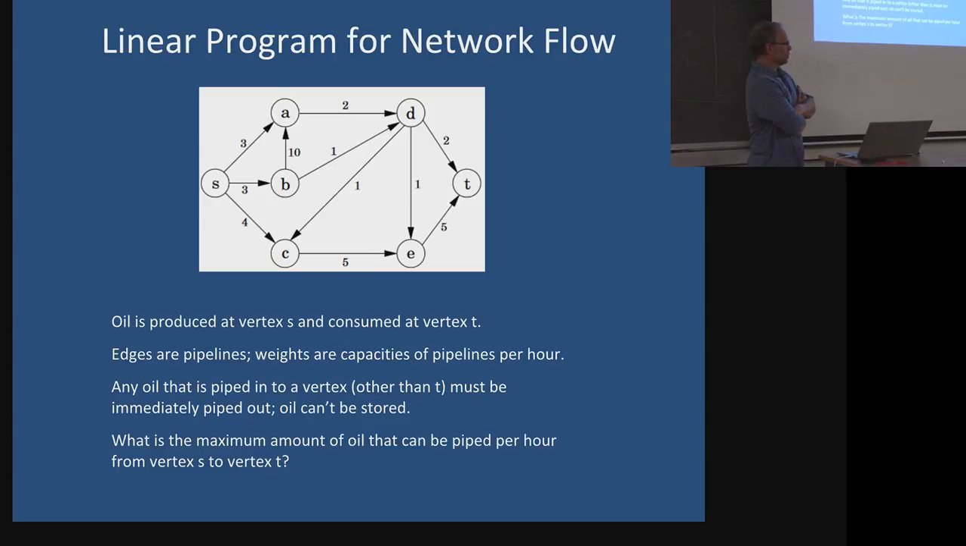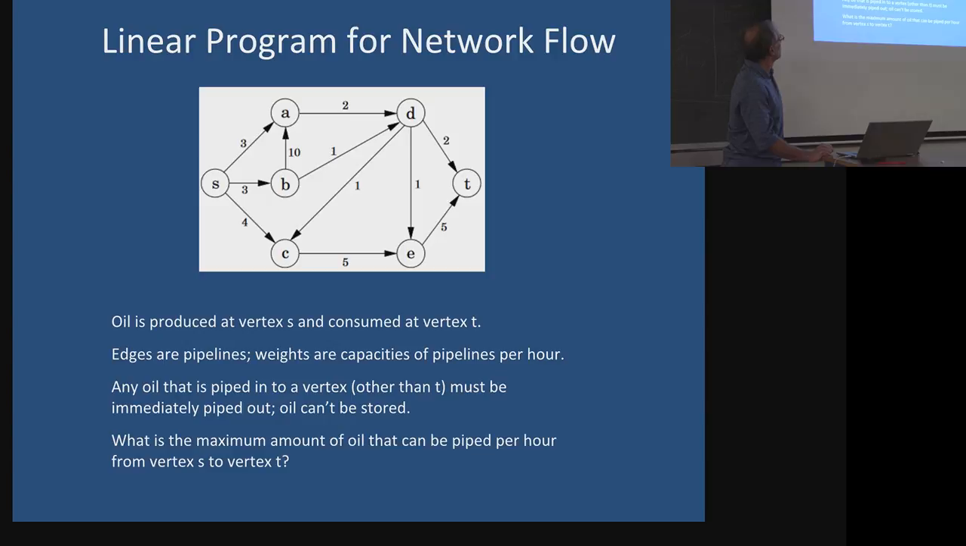And you can produce as much oil as you need. The idea is you want to ship as much oil as possible from S to T on these pipelines. The pipelines are one direction, and they have a capacity. So obviously, the most you could ship out of S is 10 units per day or hour or whatever, because there are only 3 pipelines and their combined capacity is 10.